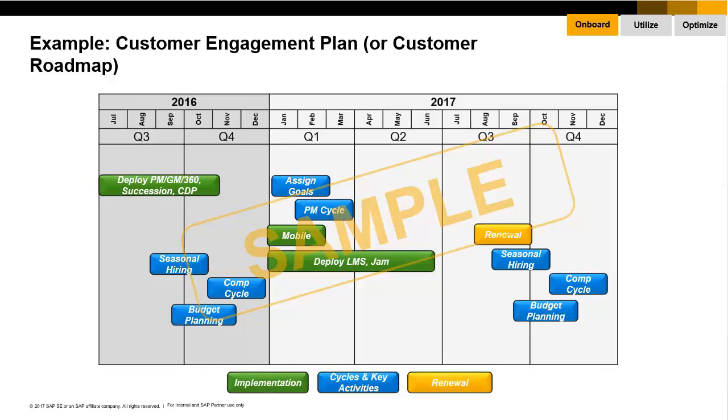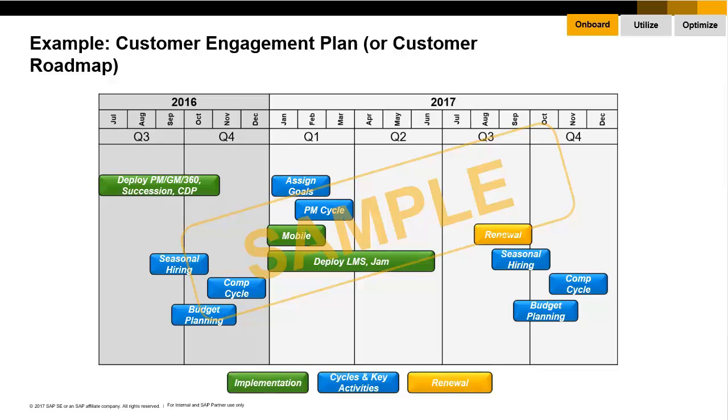This is also a valuable tool to help introduce them to concepts such as when to look at compensation or performance management cycles for optimization in advance of cycle kickoffs. Document all key activities like deployments, HR cycles, major feature implementations, and other related customer activities, and keep this up to date as a living document that you review together.